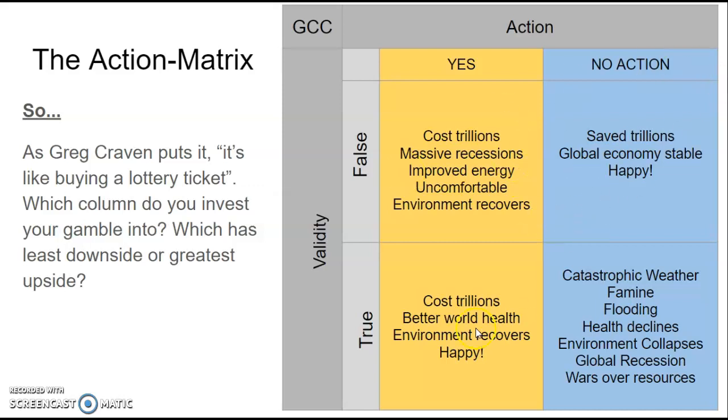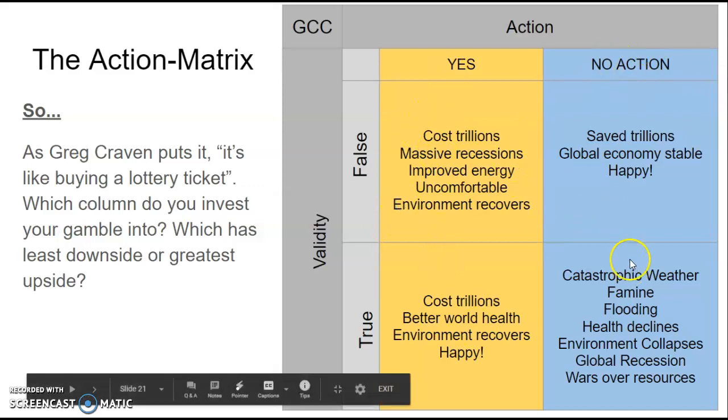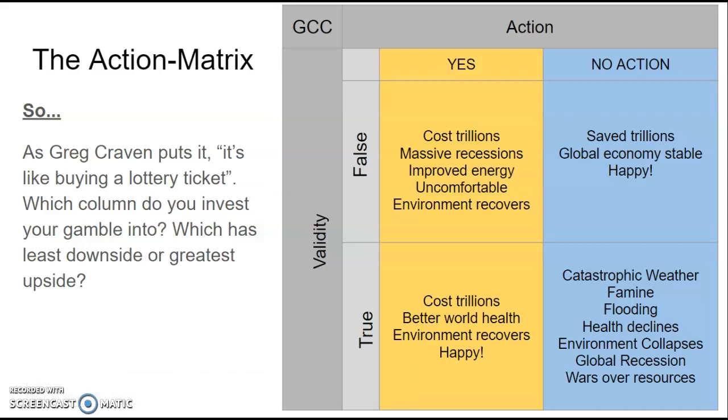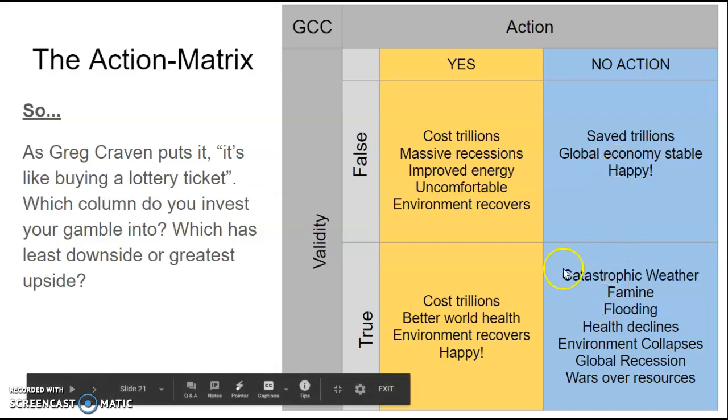So looking at either we do something or we don't, this box down here is clearly the box that we want to avoid. It doesn't take much reason to really realize that that is the box of biggest problems. And so if we want to avoid that downside, our only option is to act. Whether we agree with the climate scientists or whether we don't agree, the action is clear.